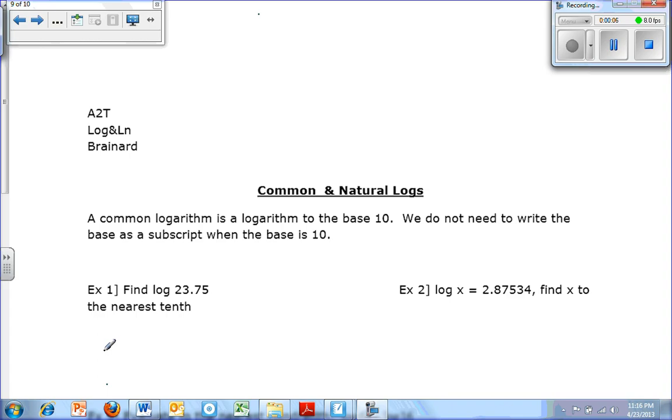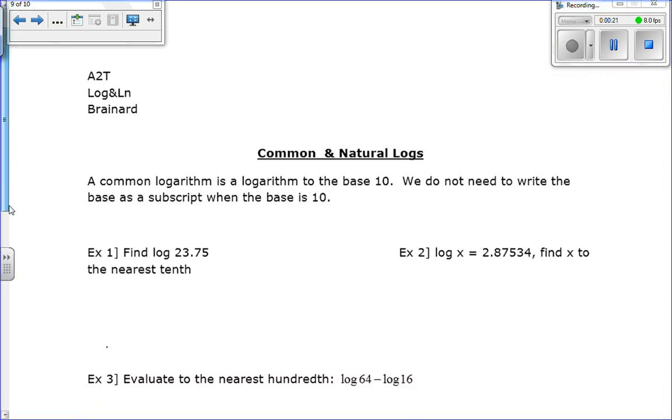Welcome back. Today is day 3 of logs, and today we're going to talk about two distinct types of logs. One is the common log and one is the natural log. These are two places that we will be working with frequently.